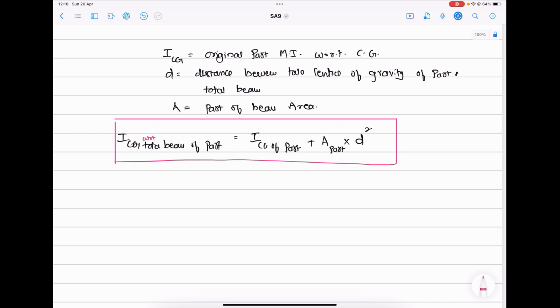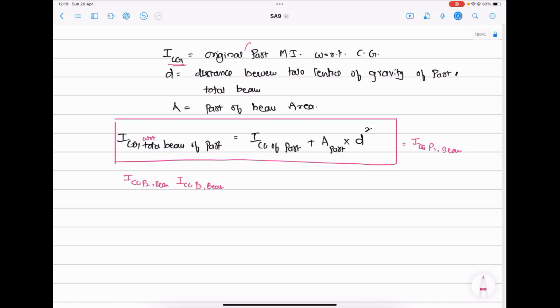Then if there are 3-4 parts, ICG of part 1, then there can be ICG part 2, ICG part 3, with respect to the total beam. This is only the ICG of the original part. This is when you consider it with respect to the total beam.